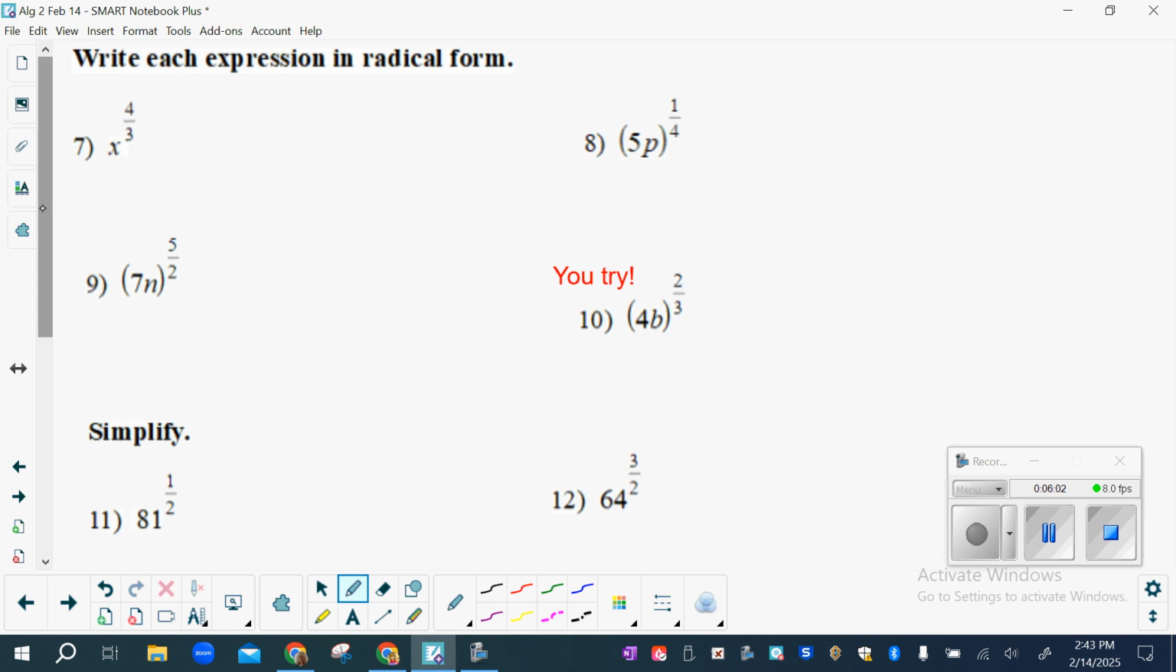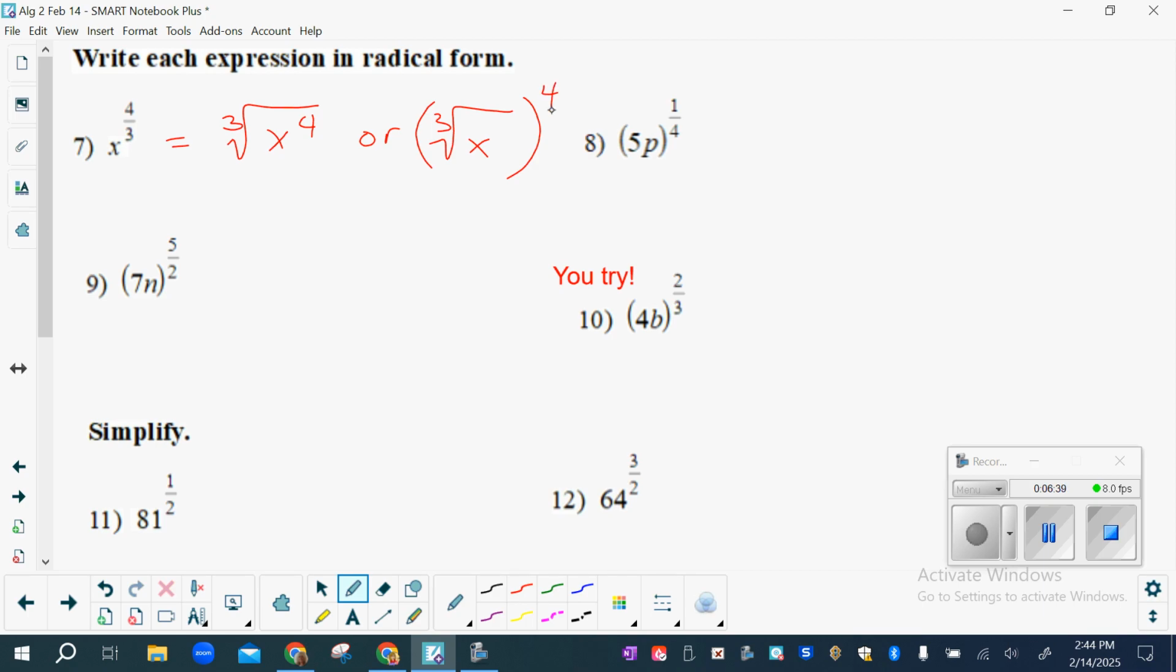Okay, so now what we're going to do is write it in radical form. So we wrote in exponential form, and now we're going to write it in radical form. So we're going to change this to a radical. This is an X. This group back here, what number goes right here? Yes. And then we can just write it like this. Or you can write it as the cube root of X, parentheses, to the fourth.